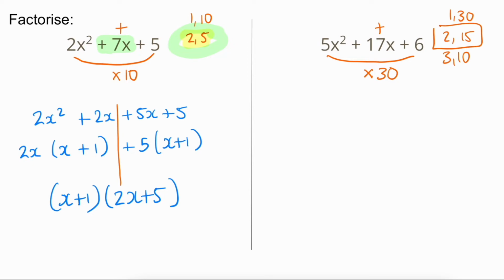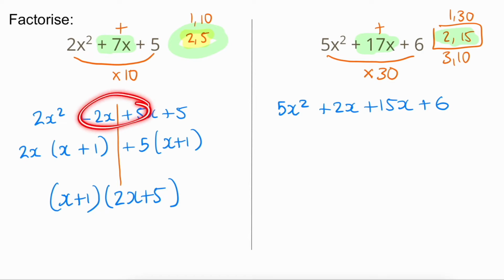So again, I'm just going to expand this into these. So I've now got 5x squared plus 2x plus 15x, and it never matters which way round you do this. These could have been the other way round, and these could be the other way round. Doesn't matter, it will still work.